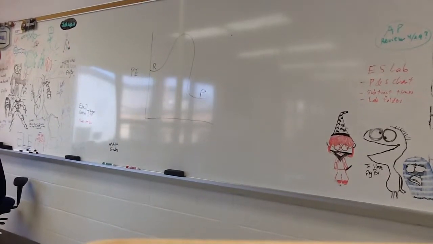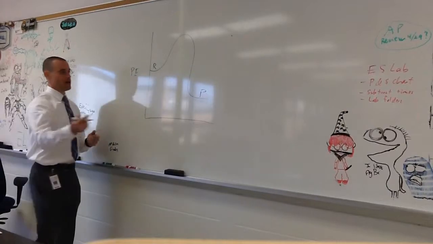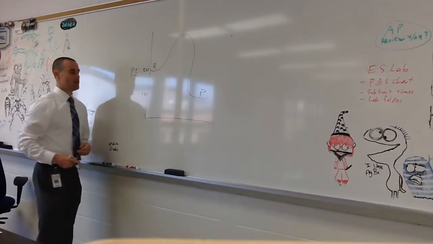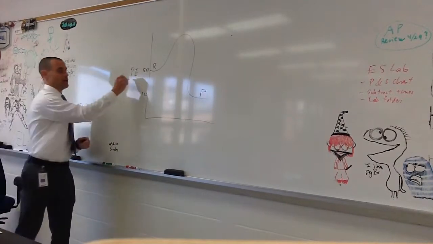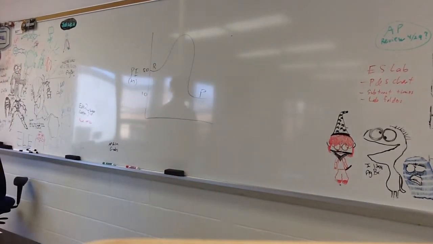Okay, so now the potential energy. Let's make up numbers. Let's say this is 50. Let's say this is 10. Who could tell me, in kilojoules? You gotta have units. What is the value of the delta H for this diagram?